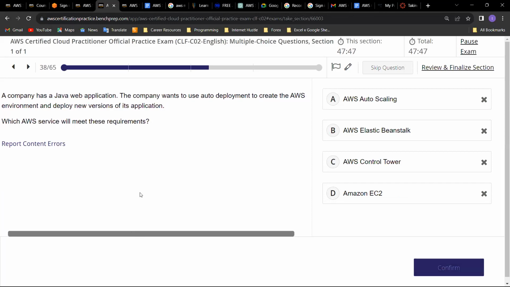A company has a Java web application. The company wants to use auto deployment to create the AWS environment and deploy new versions of its application. Which AWS service will meet these requirements? This one is also wholesale, Anna.